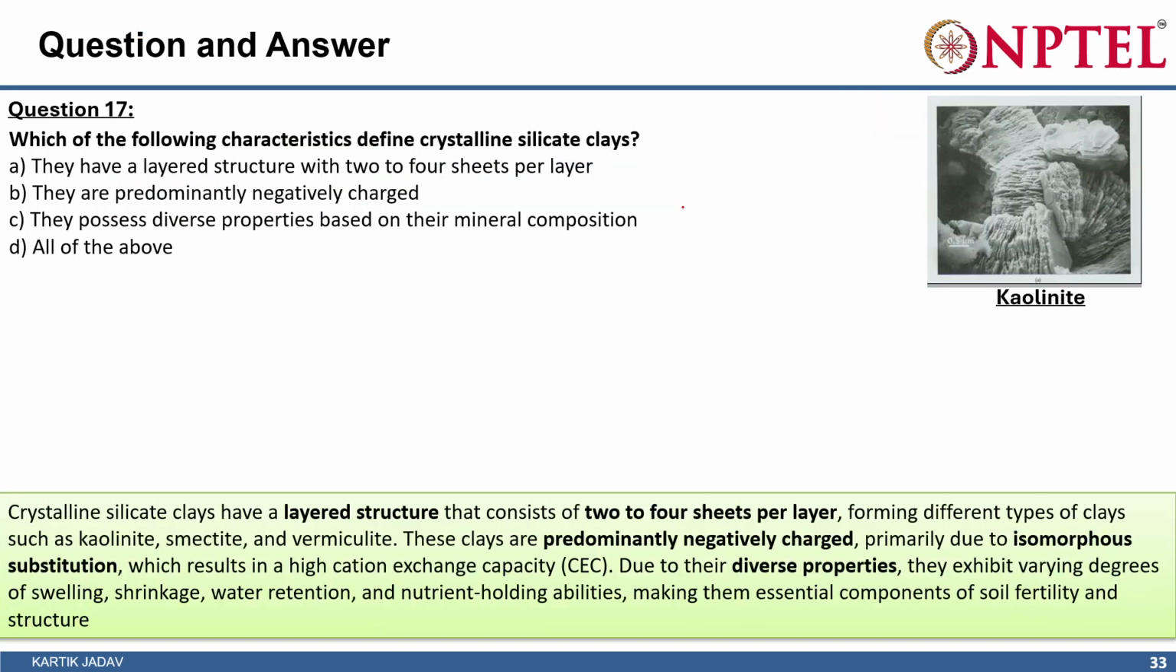Question number 17. Which of the following characteristics define the crystalline silicate clays? You know that there are four types of clays, right? Crystalline, non-crystalline, iron and aluminum based, and finally humus. So crystalline silicate clays have a layer structure that consists of two or three sheets per layer, forming different types of clay such as kaolinite, smectite, vermiculite, right? And they have a predominantly negative charge, primarily due to isomorphous substitution, and high cation exchange capacity. So it is all of the above, right.